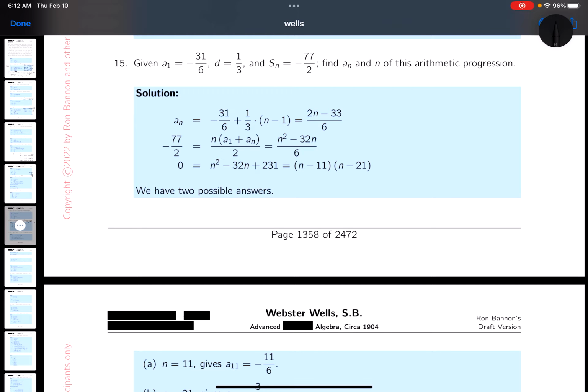Okay, let's write down what we know. I know A1 is minus 31/6. I know D is 1/3. And I know SN is minus 77 halves. And they want me to find AN. So I'm going to write AN down initially.